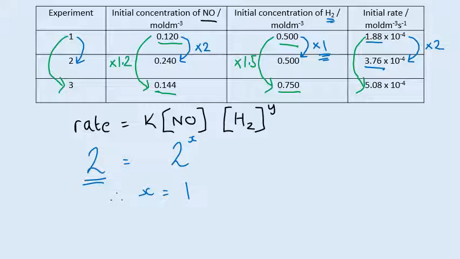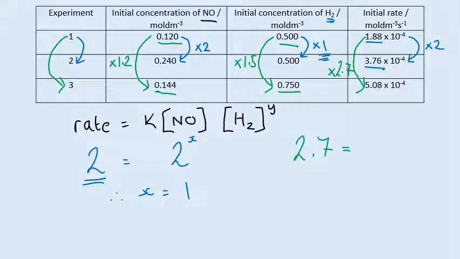Well, 5.08 times 10 to the minus 4 divided by 1.88 times 10 to the minus 4, and that is multiplying by, get my calculator, 5.08 divided by 1.88, and I've got 2.7. Multiplying by 2.7. So really not very nice numbers here. So let's just follow the same logical pattern though. The rate is going up by 2.7.